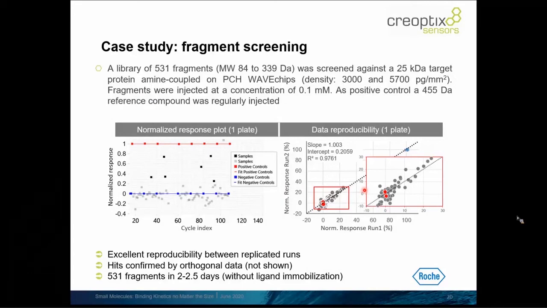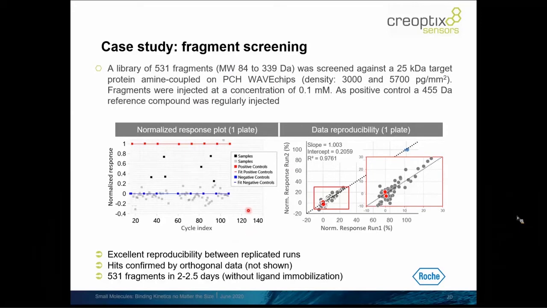Another application here would be a fragment screening, for example. Fragments are inherently binding with very low affinities and are having quite quick rates. Also, we were able, together with a partner here with Roche, to measure a library of around 500 fragments of very small size that bind to a 25 kilodalton target protein that was amine coupled in this case onto the sensor surface here to several densities, and then we're screening a whole library of fragments binding to it.